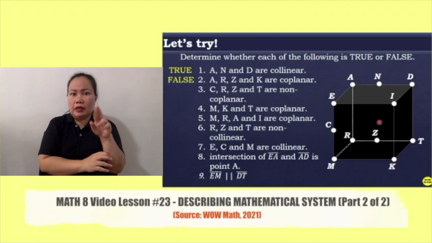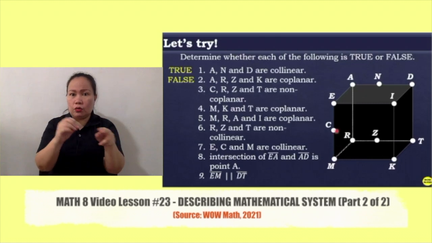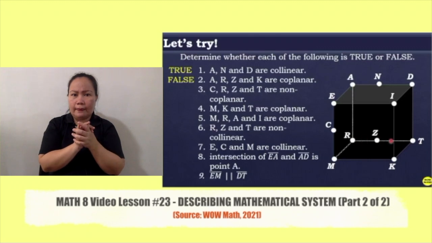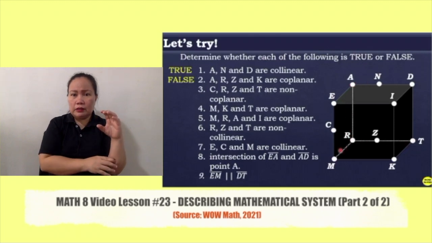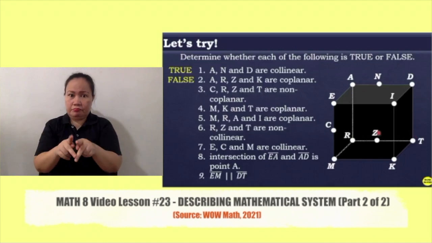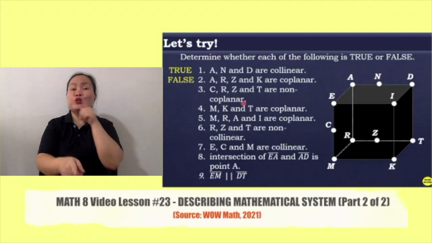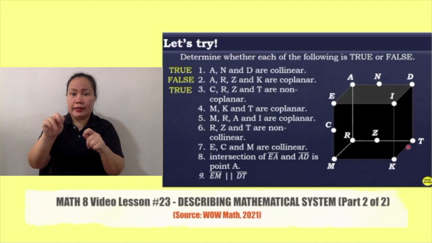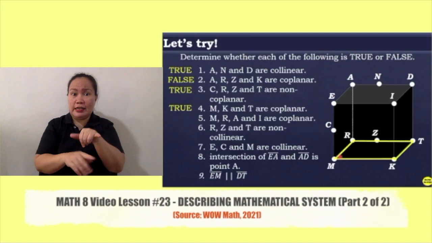Next, C, R, Z, T. C, R, Z, T are non-coplanar. So, si RZT, ito yung plane niya, yung nasa bottom. Or pwede rin itong nasa likod. Ayan. Si C, kahit nandito o nandito, hindi nila kasama sa plane. Okay? So, ang sabi, non-coplanar. So, this is true. M, K, and T are coplanar. Yes, this is true. Ayan po. Nasa isang plane sila. Okay?